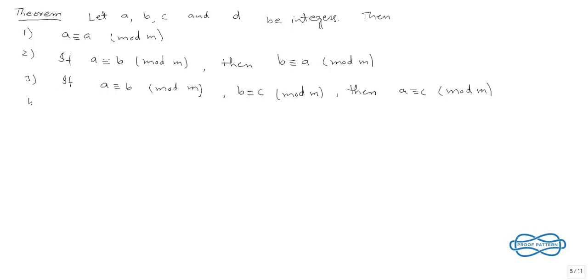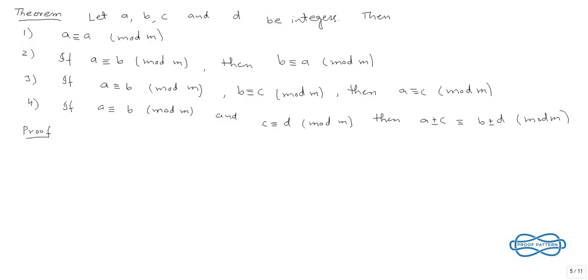Alright. The fourth is, if A is congruent to B mod m and C is congruent to D mod m, then A plus or minus C is congruent to B plus or minus D mod m. Alright, there are some other properties as well, but first we will prove these four properties.